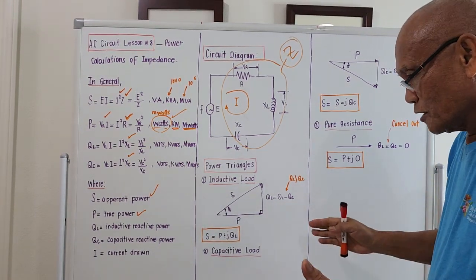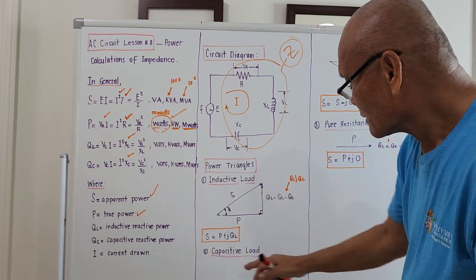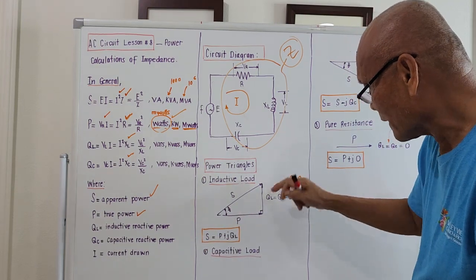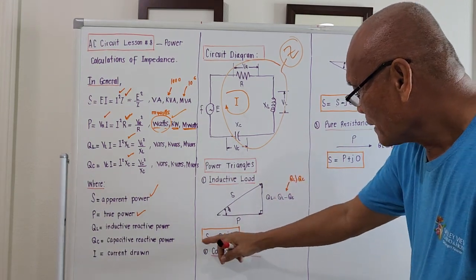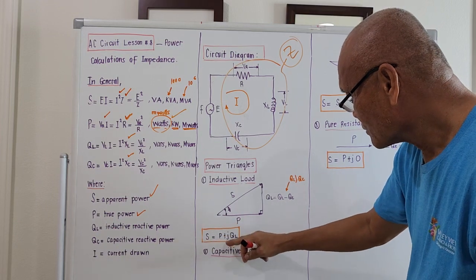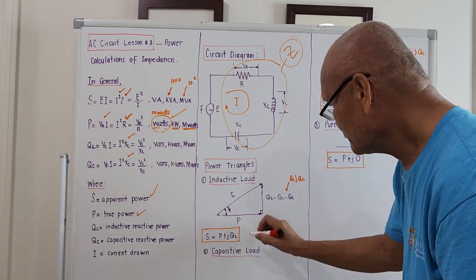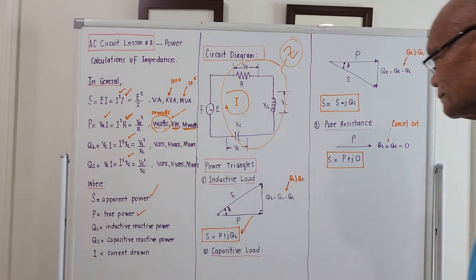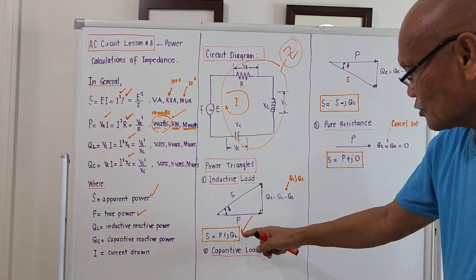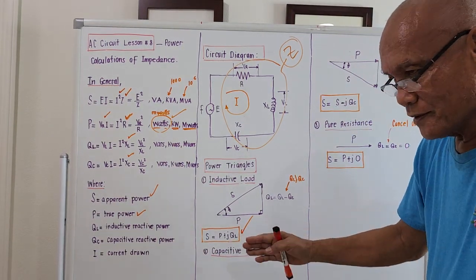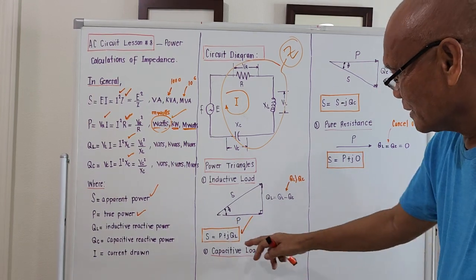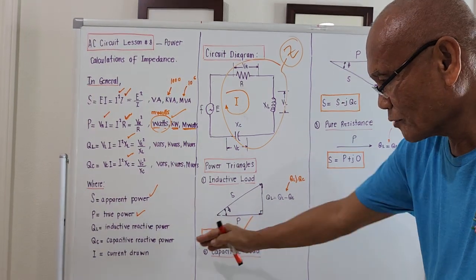So if we try to express apparent power in terms of the true power and Q sub L under inductive load, S will be true power plus j Q sub L. That's the formula. Okay? This Q sub L is an imaginary power, right? So there's a j prior to it, right?